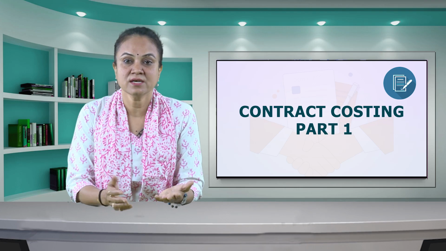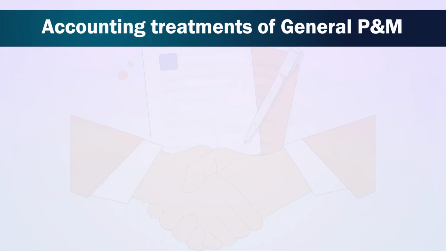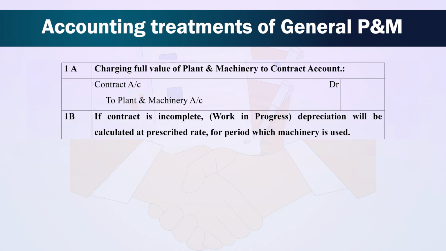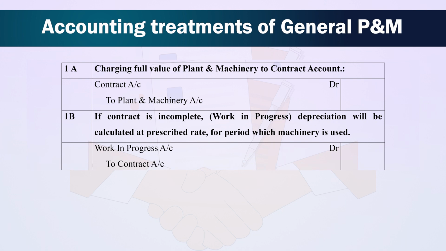First, we will see the accounting treatment of general plant and machinery. First, charging full value of plant and machinery to contract account. Entry is contract account debit to plant and machinery account. Second, if contract is incomplete, that is work in progress, depreciation will be calculated at the prescribed rate for the period for which machinery is used. Entry will be work in progress account debit to contract account.